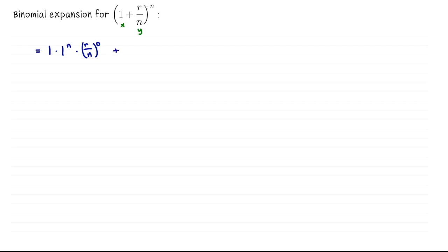Okay, the second binomial coefficient is n choose 1. That's actually always n. And then we would have 1 to the n minus 1, which of course is just going to be 1, times (r/n) to the 1, plus n choose 2. That can be a little bit fancier. 1 to the n minus 2, which is also just 1, times r squared divided by n squared.